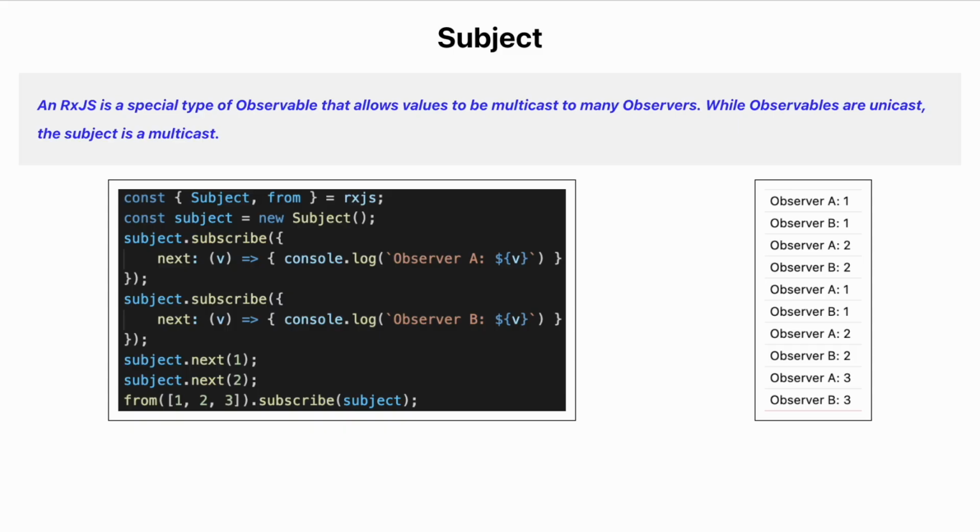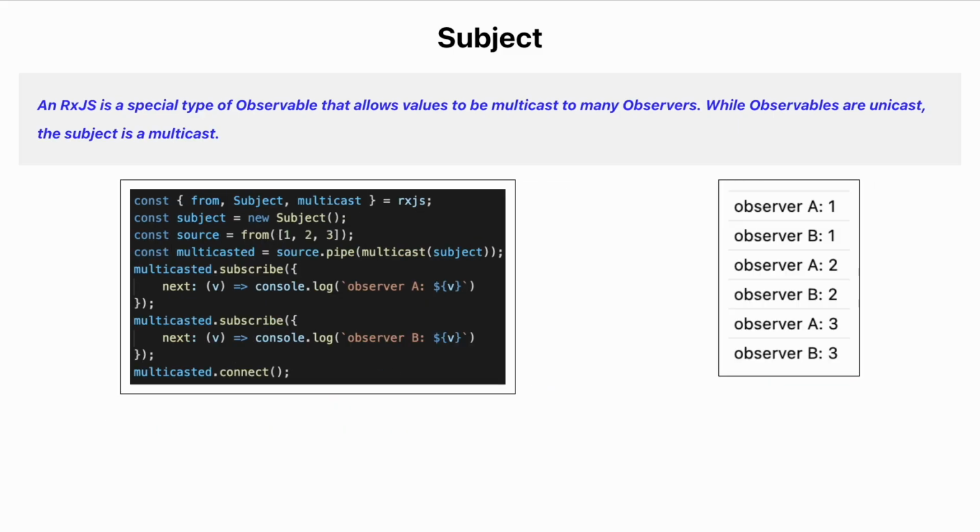Since the subject is an observer, we can pass the subject as an argument to the subscribe method of an observable. For example, instead of using next to feed the values, the subject is passed to the subscribe method of the observable. With this approach, we are converting a unicast observable execution to multicast through the subject. There are also a few specializations of the subject type: BehaviorSubject, ReplaySubject, and AsyncSubject.